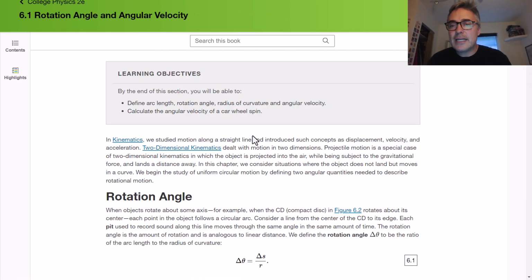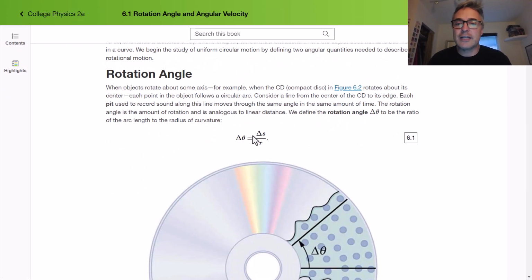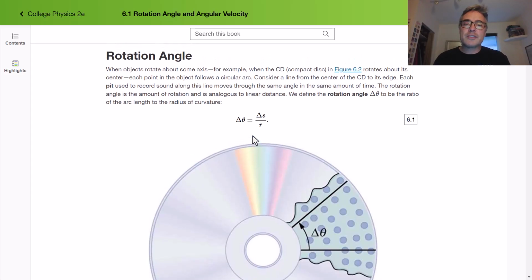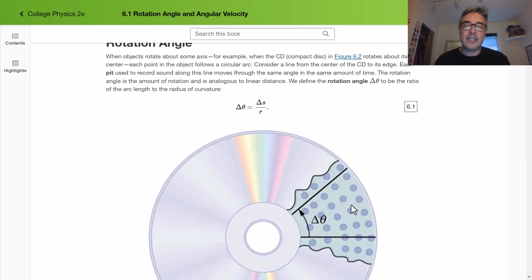So we're going to get back to kinematics, but now we're doing rotational kinematics. Remember we had position, velocity, and acceleration as the kinematic variables way back in chapter 2, I think. Well, now we're going to do the same thing, but with angular position, angular velocity, and angular acceleration.